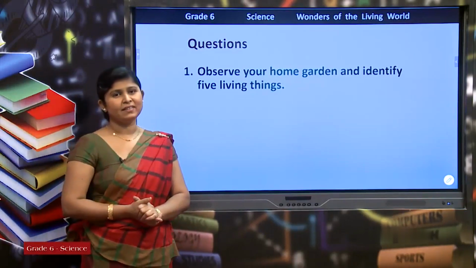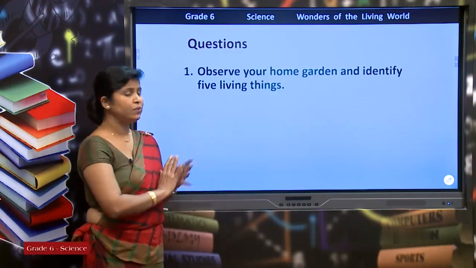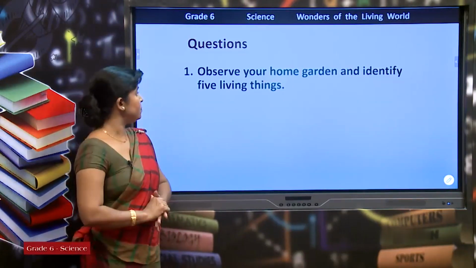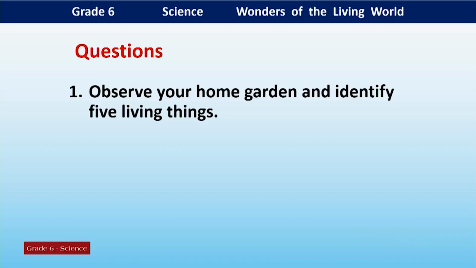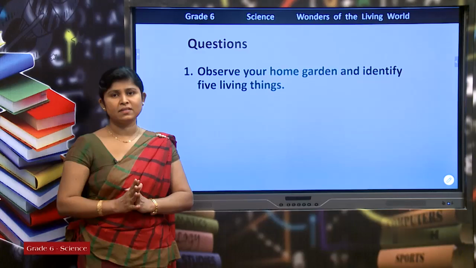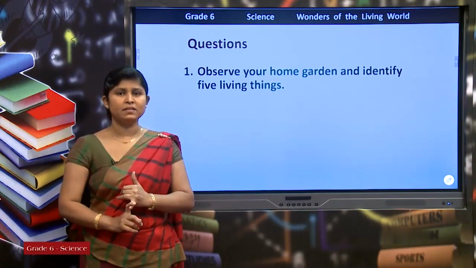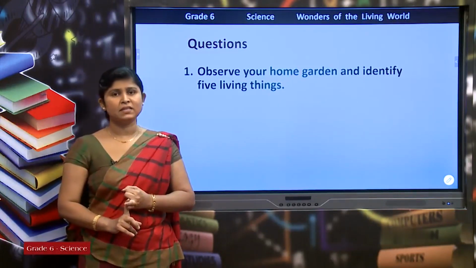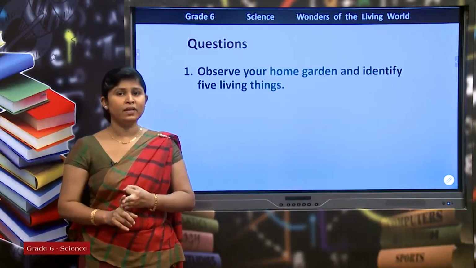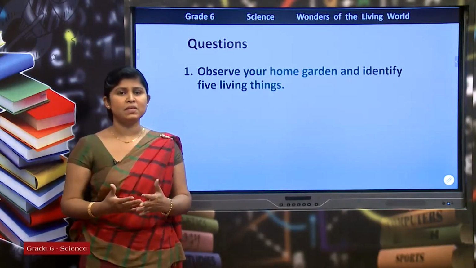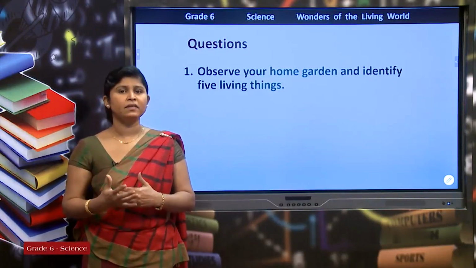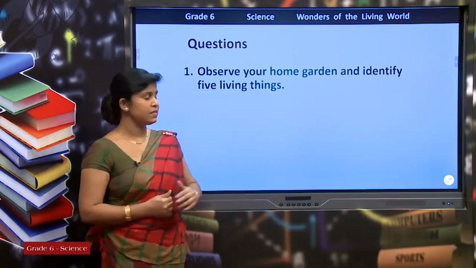Question number 1, right. If you can, it is better to take them down in your writing book. Observe your home garden and identify 5 living things. You can go outside, observe your home garden and identify 5 living things. If I give you some examples, you can identify birds, soil animals, fish in the pond, and there can be some other animals like dog, cat, parrot, right? Likewise, you can write your answers.